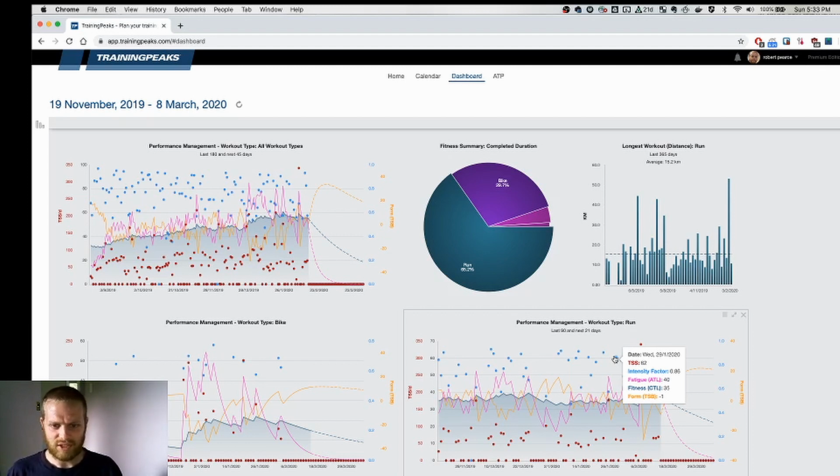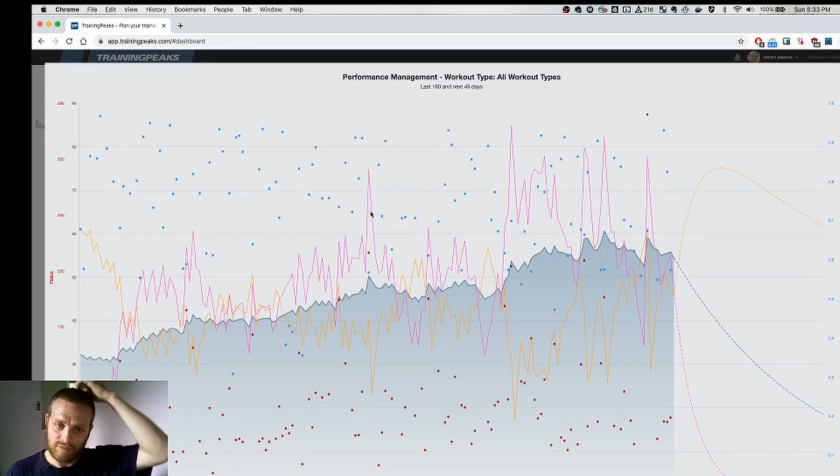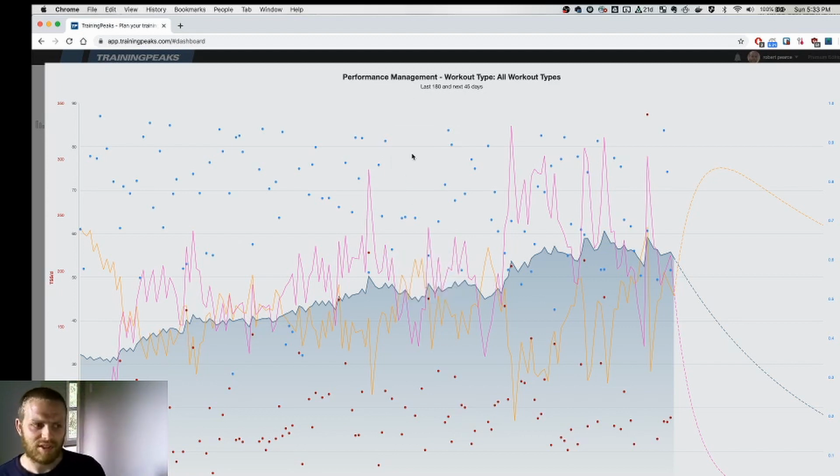So I actually have a few different filters set up, but I'll show you just the overall one for now. So this is the PMC, the Performance Management Chart. As you can see, there's quite a lot going on here. I have this set to the previous 180 days and then forwards 45 days. So these dotted lines are projections, which is basically what these lines would become if I did no exercise from now on, which is super handy for tapering.